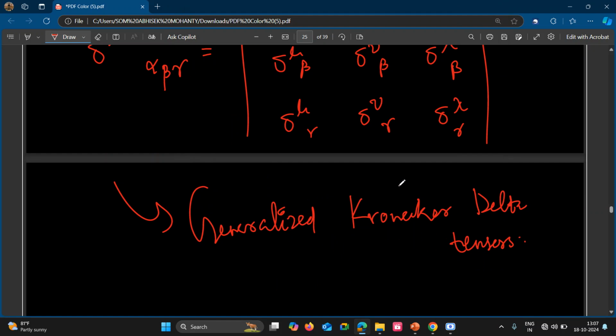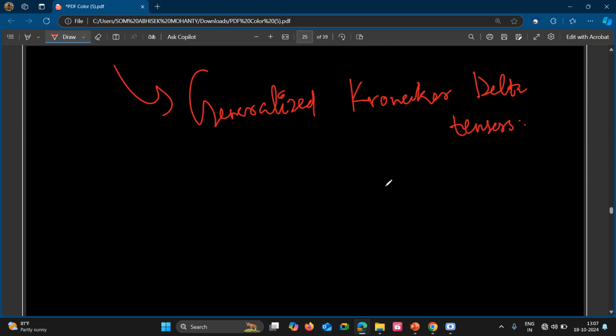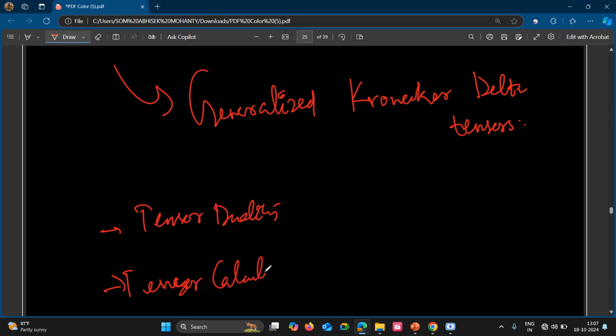All right, that will be it for this class. Next class we will study more about this. Next class we will study tensor duality, which is again very important. Then we'll go into tensor calculus, which is the most important part of it. All the applications are there, and using tensor calculus only, we will study relativistic electrodynamics in the coming sessions.